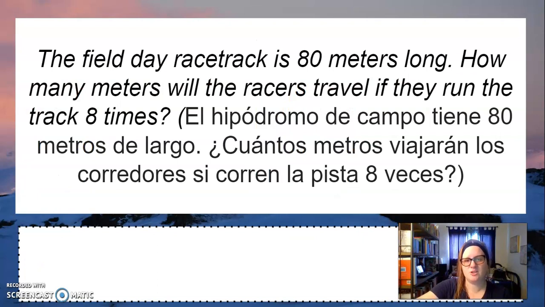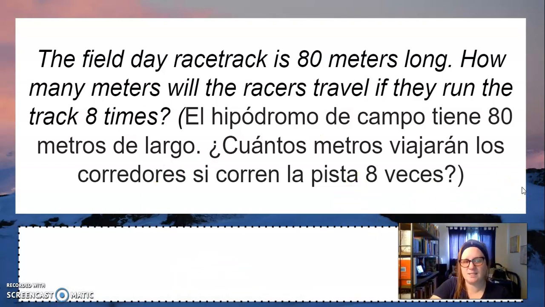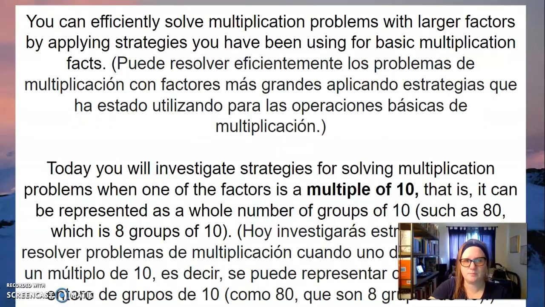The field day racetrack is 80 meters long. How many meters will the racers travel if they run the track 8 times? So 1 time is 80. 2 times, you add another 80. 3 times. So go ahead and solve. Try your best guess, and then move on to the next slide in 5, 4, 3, 2, 1.